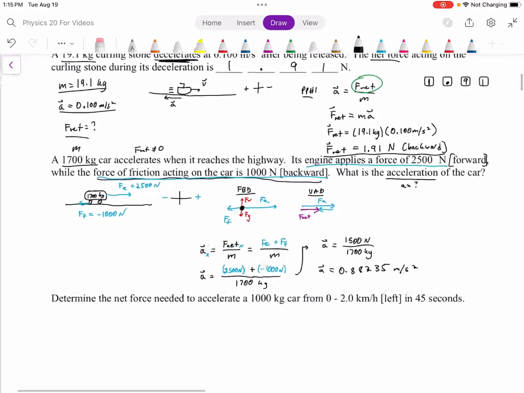Okay, so I actually get 4 significant digits here. To 4 significant digits, 0.8824 meters per second squared. And don't forget, acceleration is a vector, and we can actually say what positive means here. It means forward. There we go.